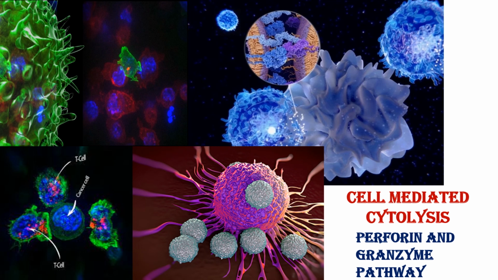Today we will be exploring a specific topic in cell-mediated cytolysis, that is the perforin and granzyme pathway. Granzyme and perforin-mediated cytolysis is a crucial mechanism employed by the cytotoxic T lymphocyte and another cell, that is the natural killer cells. They perform it to eliminate the target cells, particularly those infected with viruses or transformed into cancerous cells.